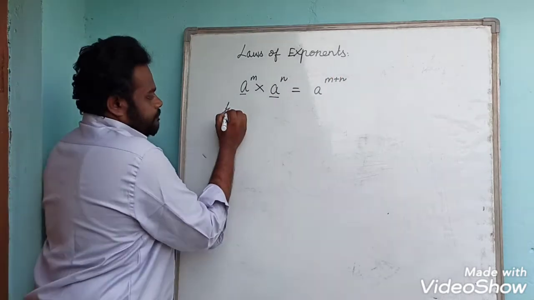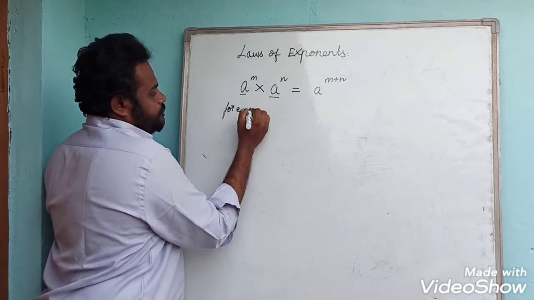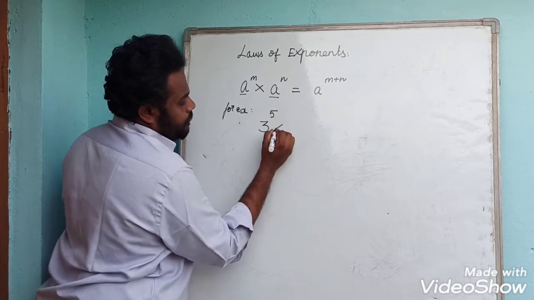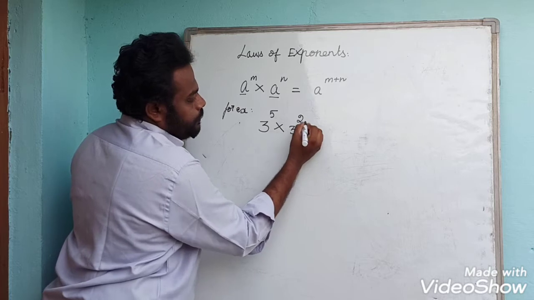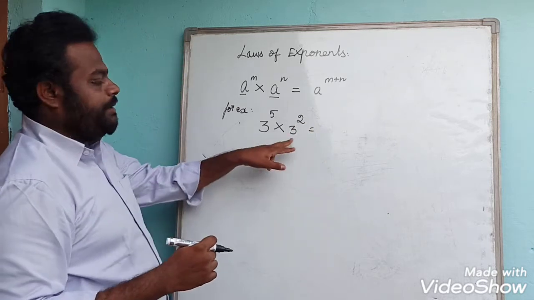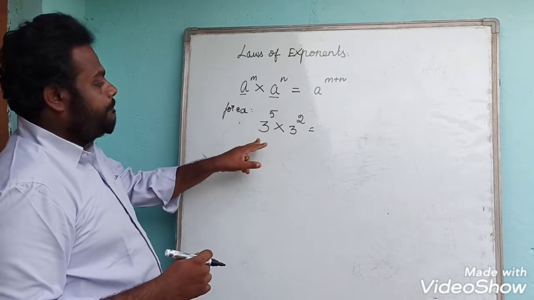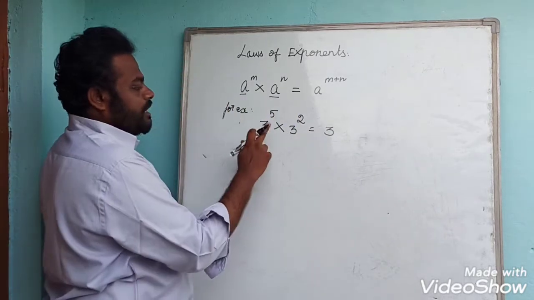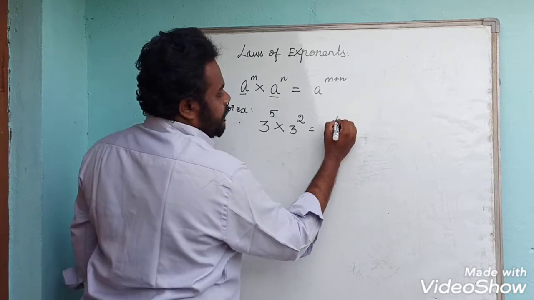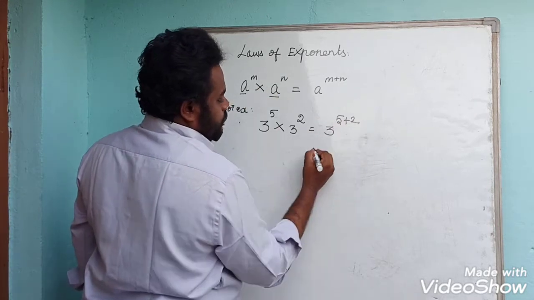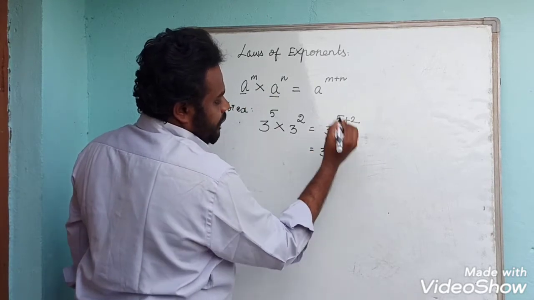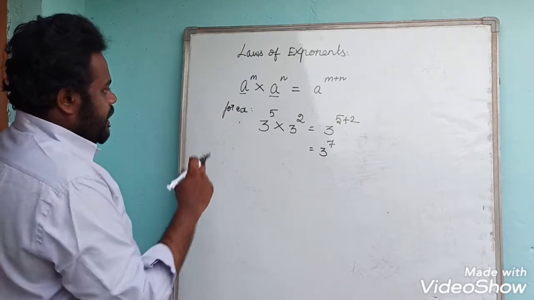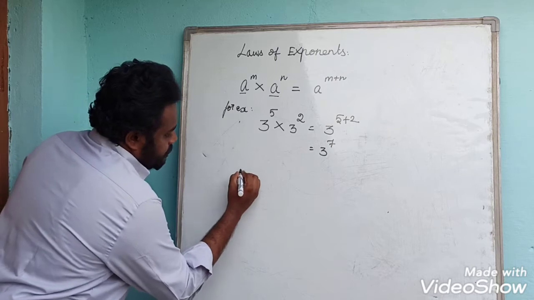For example, 3 power 5 into 3 power 2. So here 3 is the base. So in multiplication, base are same, so we take it common. In multiplication, we have to add the power, 5 plus 2, which is equal to 3 to the power 7.